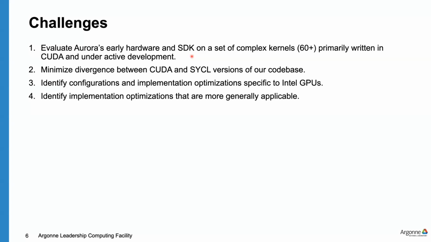HACC has always been an early user on many systems. So the SDK and programming model that we're using is really the vendor's preferred or most supported programming model. We typically have all of those compute intensive kernels written in the vendor's preferred programming model in the early stages. We're trying to minimize divergence between CUDA and SYCL versions of our code. We're trying to identify configurations and implementation optimizations that are specific to the Intel GPUs and see if any of them are more generally applicable.